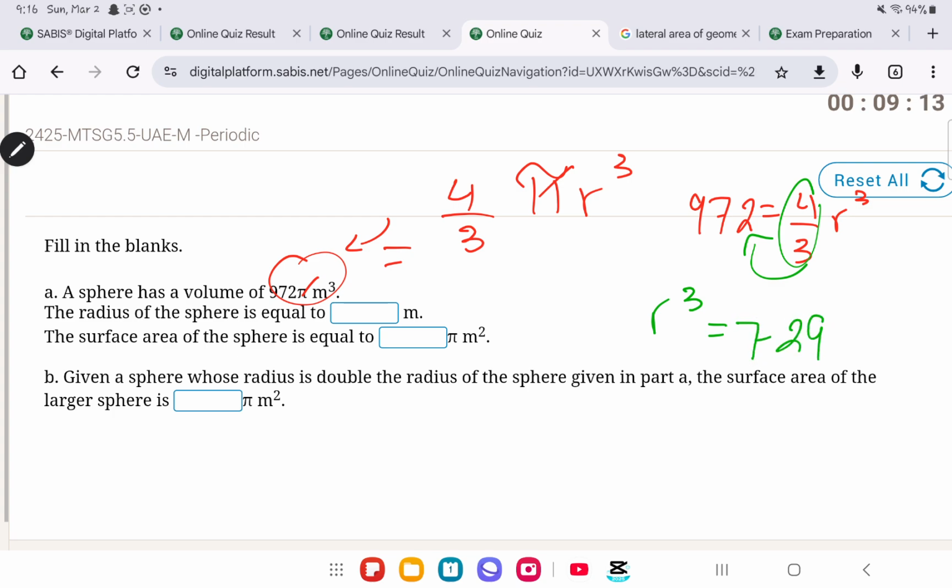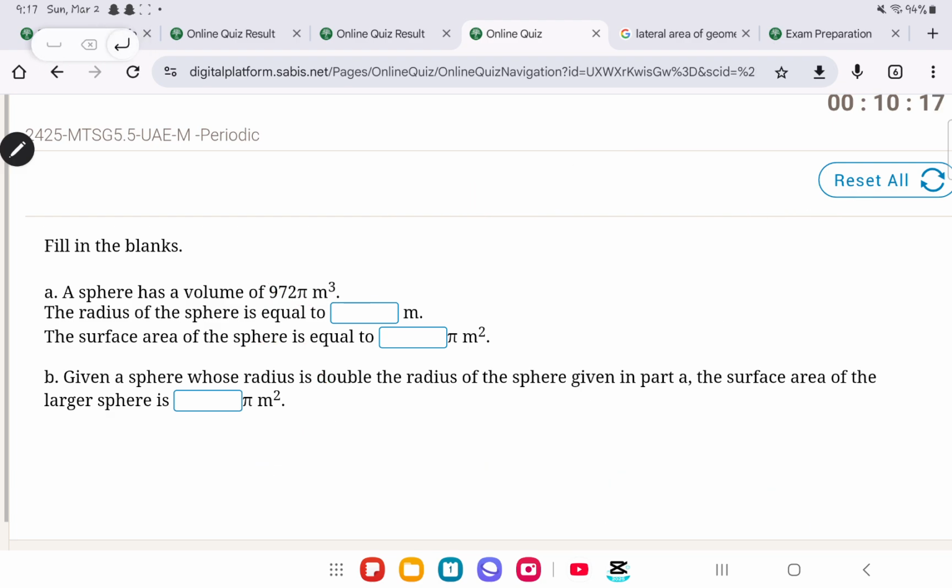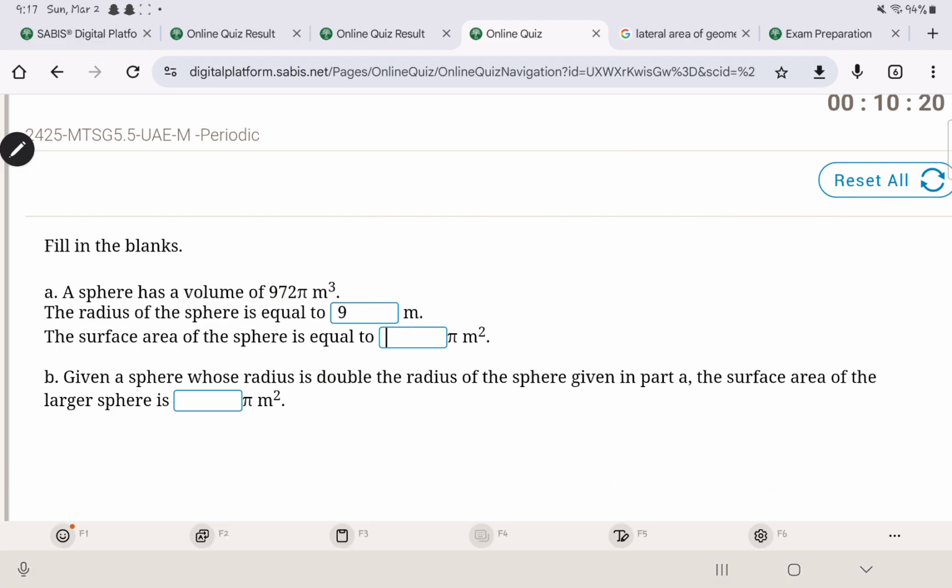And again, you could use your calculator or you could do it mentally, and you're going to get that r is 9. Okay, so now we know that the radius of the sphere is 9 meters. They need us to find the surface area of the sphere. We know that the surface area of any sphere is 4 pi r squared. So it's going to be 4 times pi times the radius, which is 9 squared. You put it on your calculator, you are going to get 324 pi.